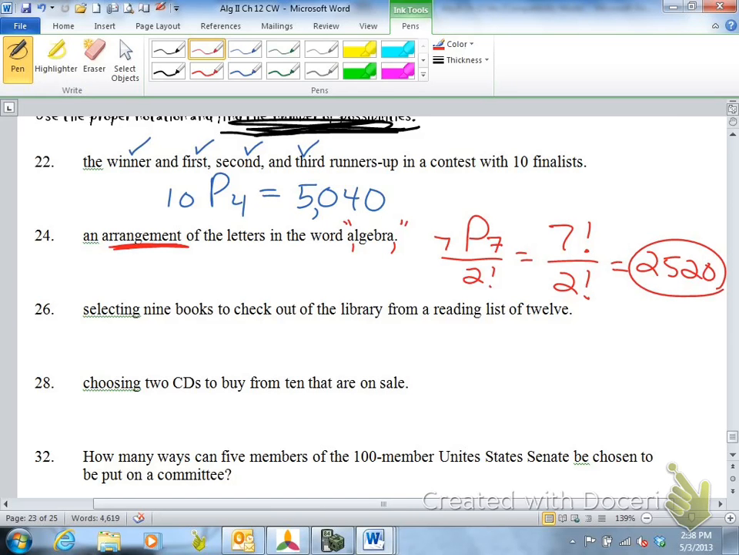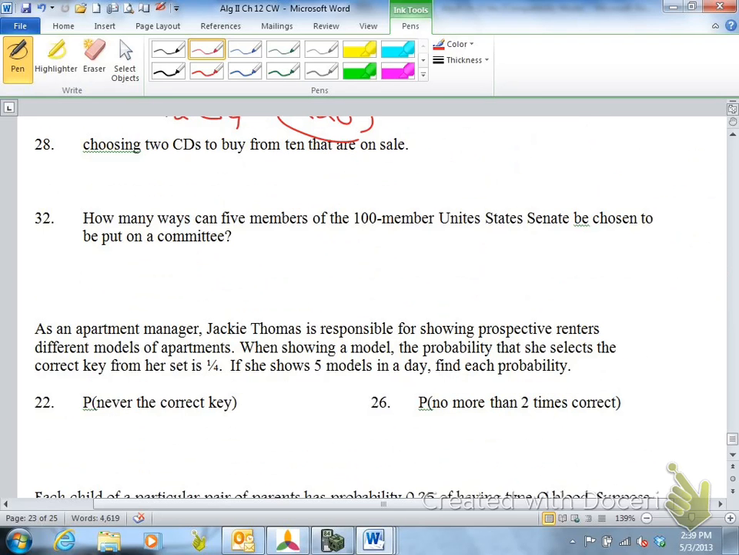Selecting 9 books to check out from a library from a reading list of 12 books. This would be a combination. It doesn't matter the order that you pick out these particular 9. That would be a combination. Choosing 2 CDs to buy from 10 that are on sale. That's also a combination.